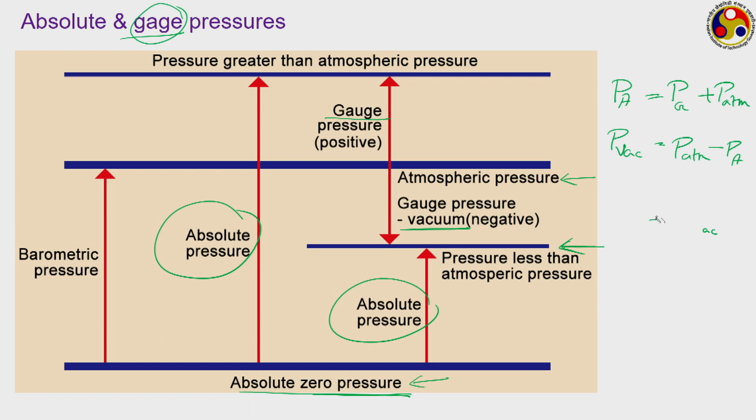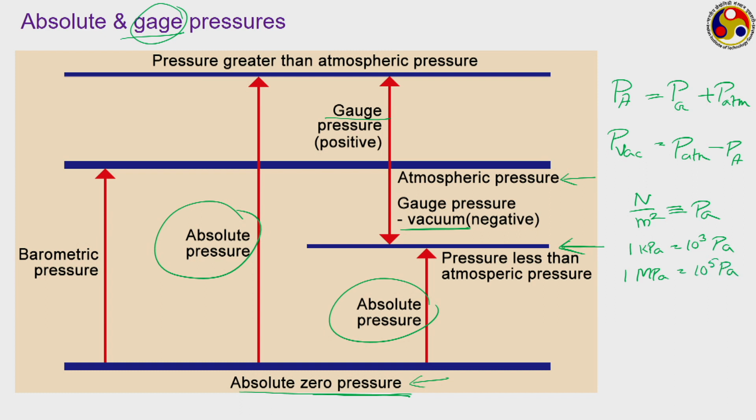Of course, the most common SI unit is force per unit area, that is Newton per meter square, which is called Pascal. But 1 Pascal being an extremely small quantity, quite often we deal with kilopascal, which is 10 to the power 3 Pascal, or megapascal, which is 10 to the power 6 Pascal.